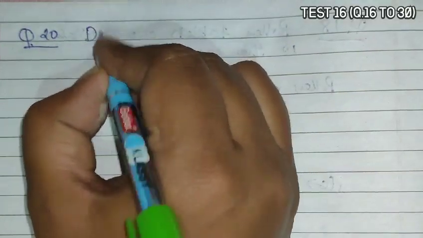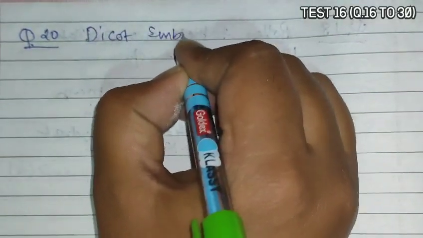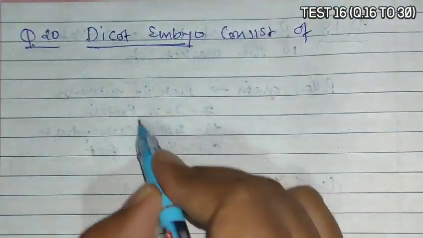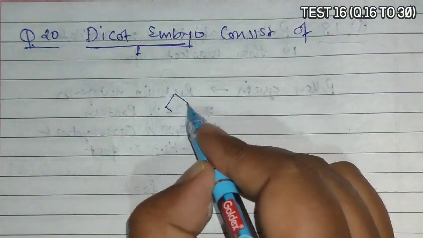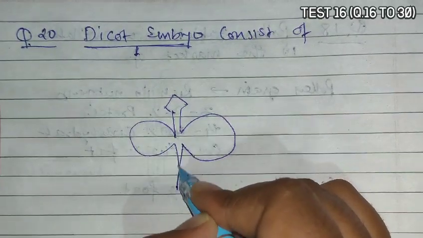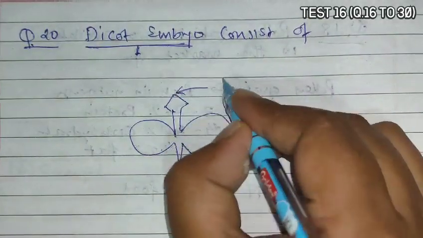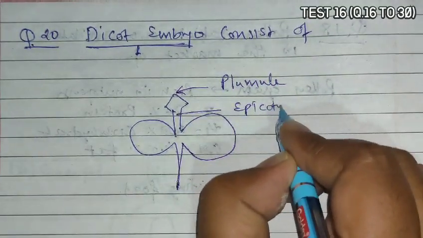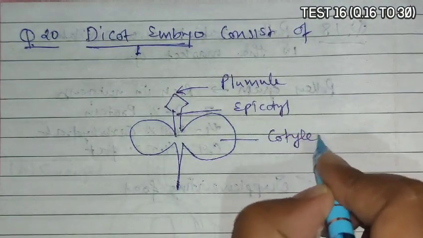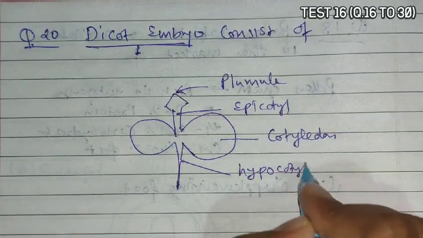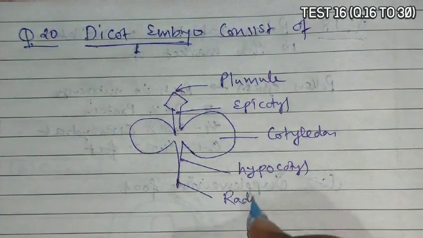Question 20 asks that a dicot embryo consists of. Now the diagram of a dicot embryo is like this. It is a hypothetical diagram. In this, this represents a plumule. This is epicotyl. This is cotyledon. This is hypocotyl, and here there is a radicle.